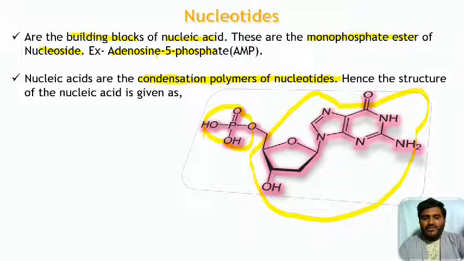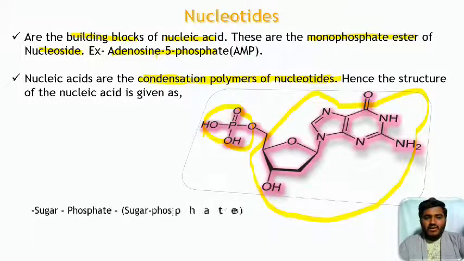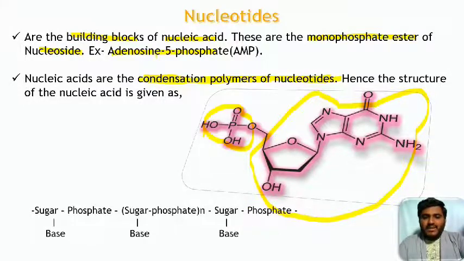I hope you understood. Now we will study nucleic acid. Before going to nucleic acid, we will see exactly how these nucleotides are arranged: sugar, phosphate, and this chain is continued, and to the sugar a base is attached. So this is the structure of a nucleotide. Okay, I hope you understood. Now we will study the nucleic acid.